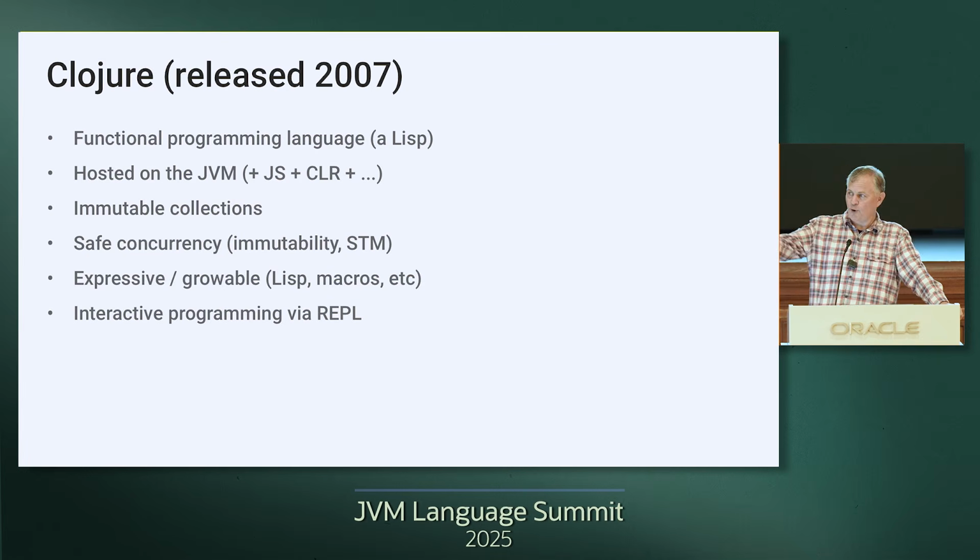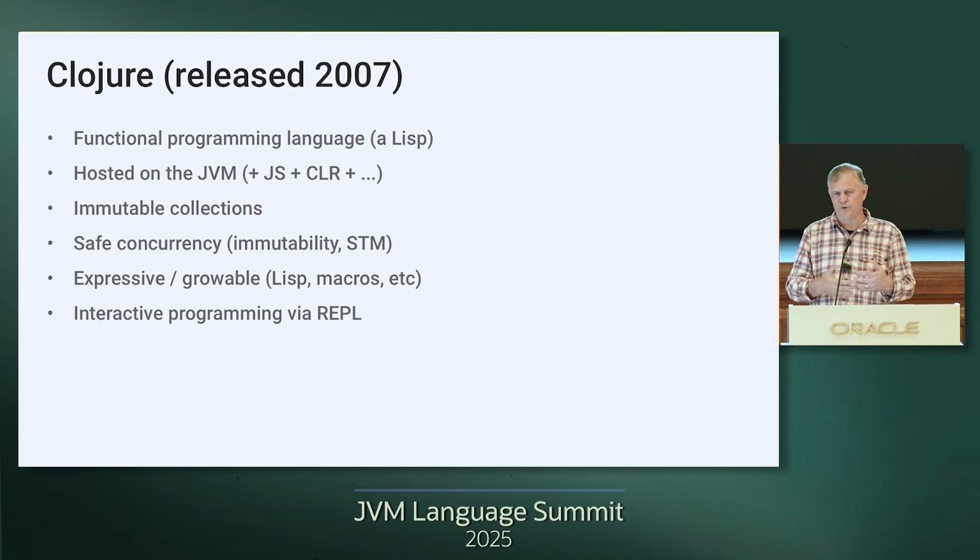It's an expressive or a growable language. We have macros and a lot of interesting features for that. And it really focuses on an interactive programming model at the REPL. So you're constantly working at the REPL, evaluating code, and getting feedback immediately. Behind the scenes, we're compiling that code to bytecode and dynamically loading it into a class loader. So we're doing all those same kinds of things you get in Java, but we're just doing it sort of dynamically at the REPL. Most Clojure users are totally unaware of that.